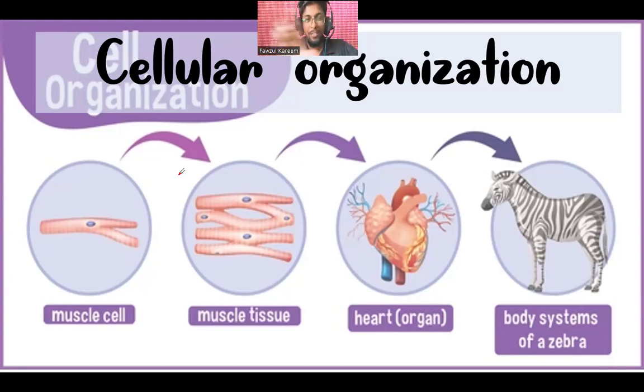Can you understand the order? An organism is made up of many systems. That system is made up of many organs. That organ is made up of tissues. That tissue is made up of cells. Did you get the idea about the cellular organization?